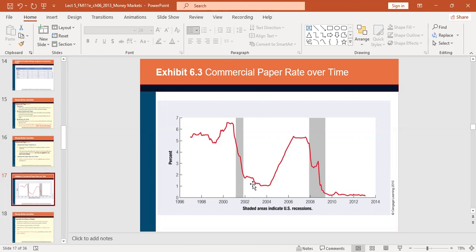Then you can see that later on it started to increase, and close to 2007, there was another crisis, the United States crisis. You can see that the commercial paper rate also declined, very close to zero. So crisis periods are always challenging times for commercial paper. Many people will not want to buy it because they are scared that there might be a higher default rate during this period.